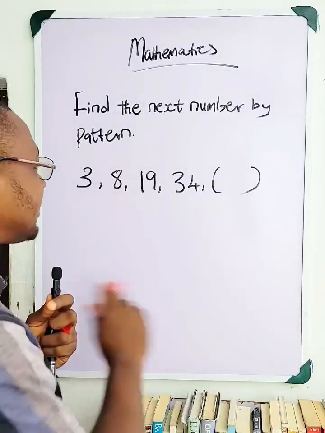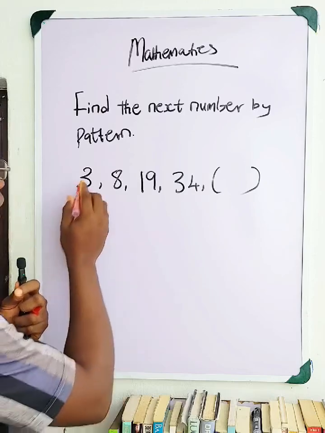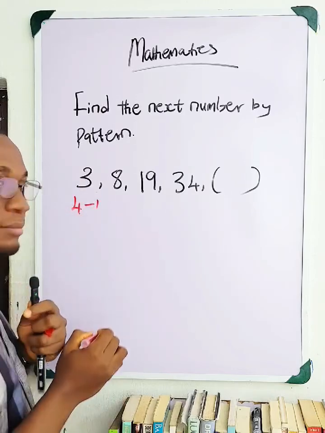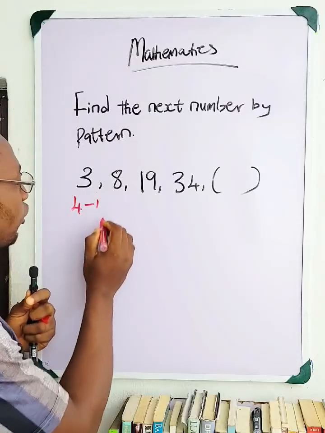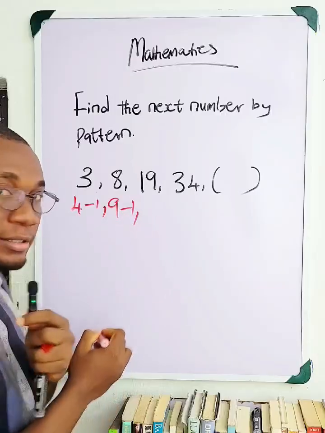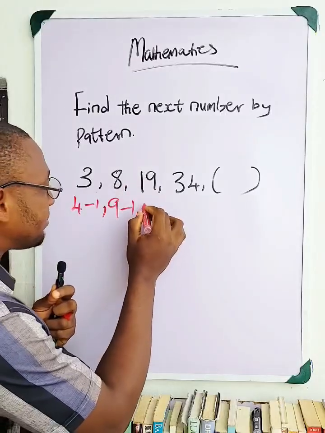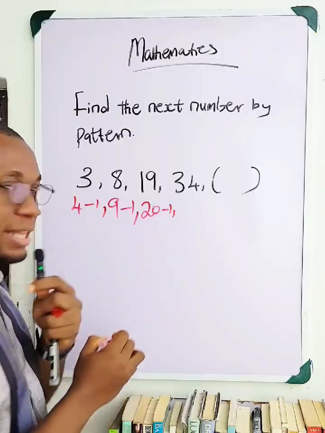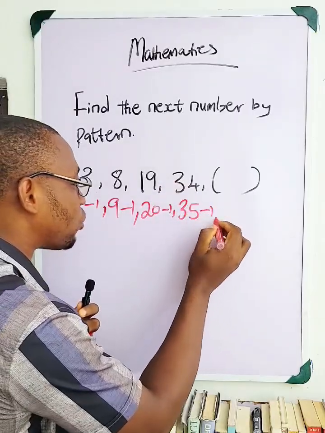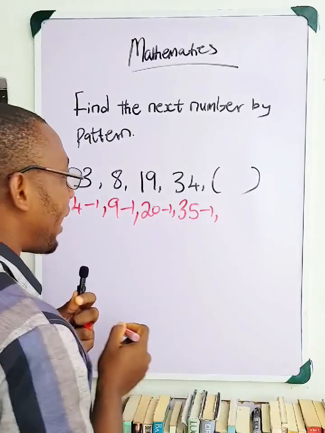All right. The next thing we are going to look at is, if you have 3, 3 is the same thing as 4 minus 1. Is that correct? All right. 8 is the same thing as 9 minus 1. Is that correct? 19 is the same thing as 20 minus 1. Is that correct? 34 is the same thing as 35 minus 1. Is that correct? All right.